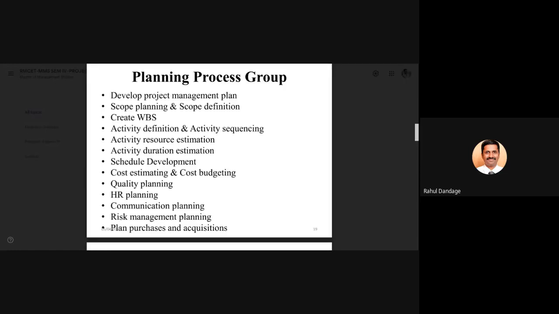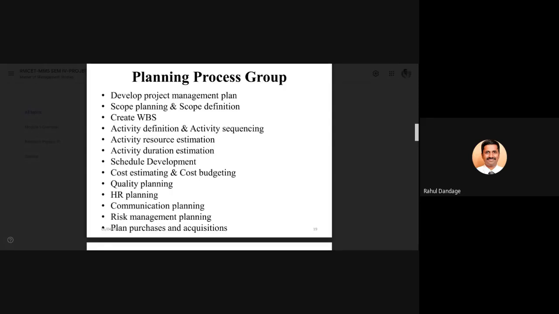So there has to be some communication planning, that how the communication will take place, who will be the authority to communicate the things to the different stakeholders. Then planning the risk management. So which will be the risks and how to go for responding to the risks, so that their effects will not be much on your project. And finally the planning the purchases and acquisitions for this particular project.